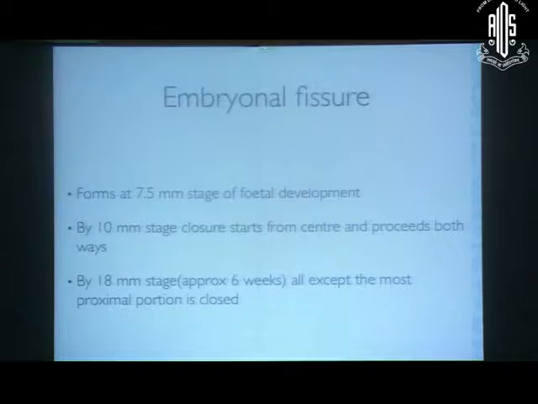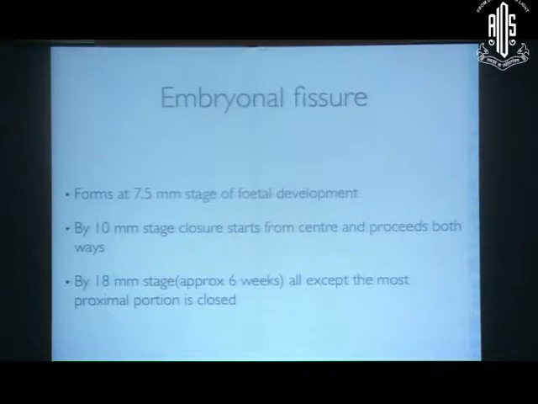We all know about the embryonal fissure and its importance in the development of the eye. We know that it forms at about 7.5 millimeter stage of the fetal development and closes by 10 millimeter stage or about 6 weeks. It's totally closed except the most proximal portion. And the embryonal fissure is required to allow entry of mesenchyme into the eye that leads to the vascularization, and also it allows exit of the nerve fibers outside the eye. These are the two purposes served by the embryonal fissure.